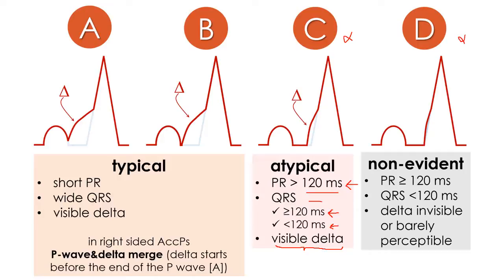In the so-called non-evident preexcitation, the PR interval is normal, equal to or more than 120 milliseconds. The QRS complex is also normal in duration, less than 120 milliseconds, and the delta wave is invisible or barely perceptible. So the question is, why do we call preexcitation this kind of non-evident preexcitation?